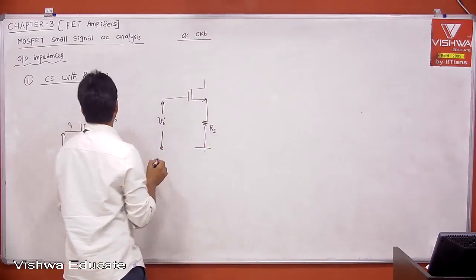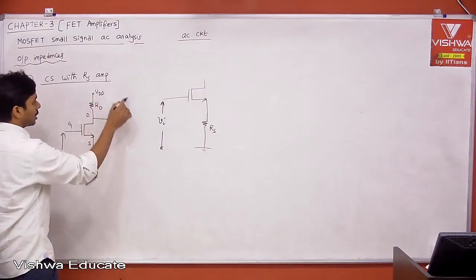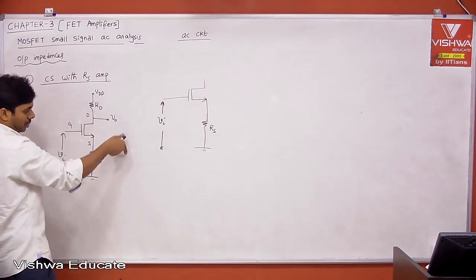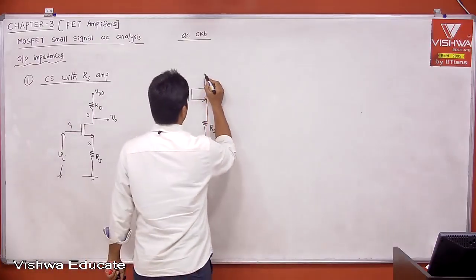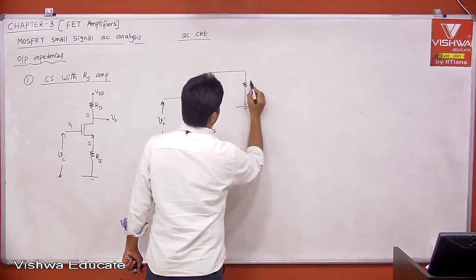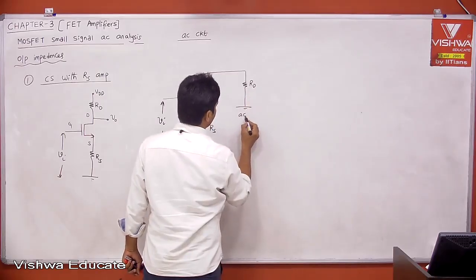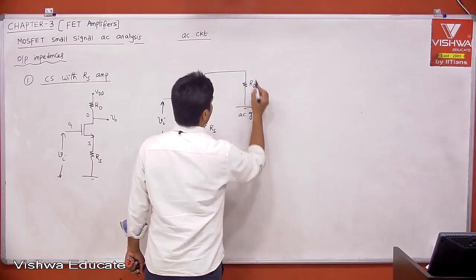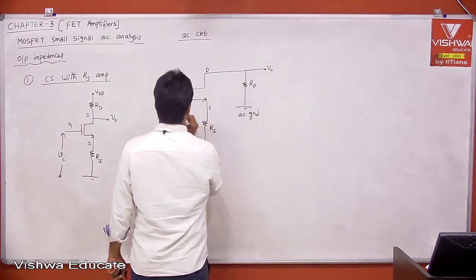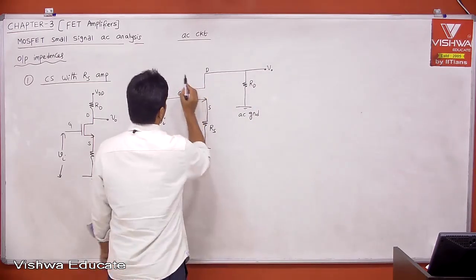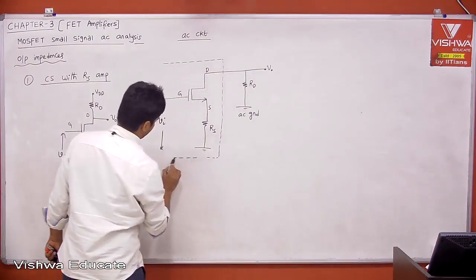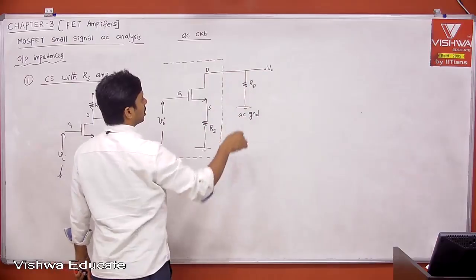Now tell me, for AC analysis, this VDD is connected to ground. Then this RD is coming in parallel to your output, right? This is the load. This is basically your AC ground. This is your V0, and this is drain, source, gate. And this is your amplifier with respect to the load.